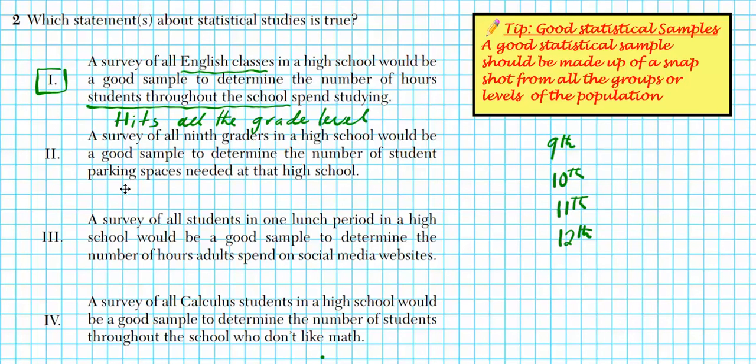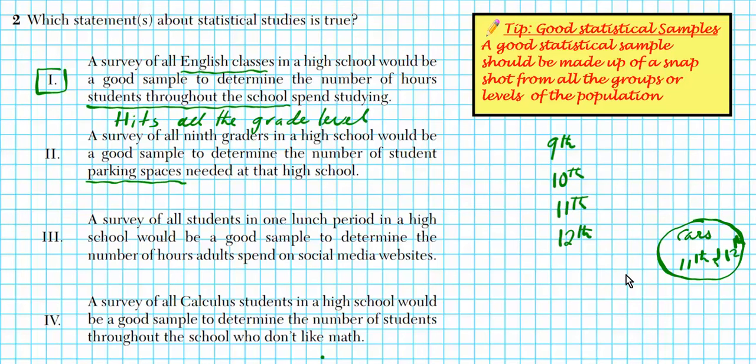So this is good. Option 2, it says a survey of all 9th graders in high school would be a good sample to determine the number of student parking spaces at the school. So for this one, if you think about parking spaces, what are you looking at? You're looking at students that have cars. So let's say this is a Venn diagram. Students that have cars, well, what is the grade level of most students with cars? If you think about how old you have to be to have a license, mostly 12th graders or sometimes 11th graders, so 11th and 12th.